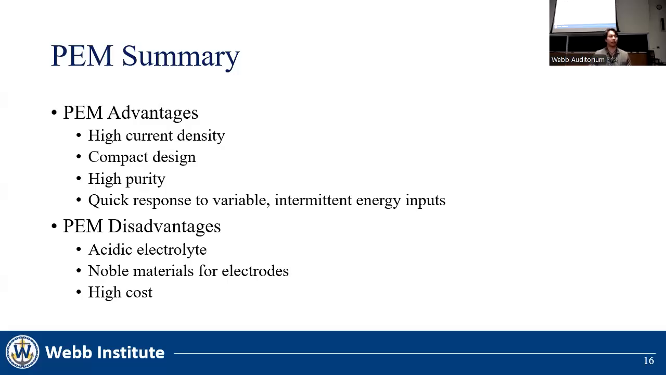However, they are disadvantageous because the solid polymer membrane that they use is often acidic, and this requires the use of noble materials for the electrodes. The necessity for noble materials drives up system costs.